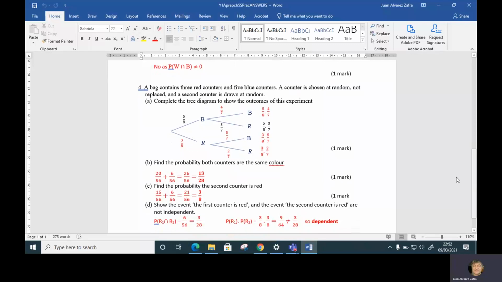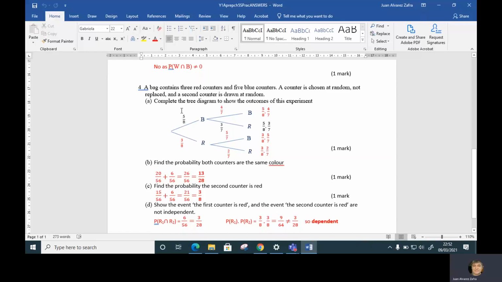Okay, from Venn diagrams onto tree diagrams. A bag contains 3 red counters and 5 blue counters. A counter is chosen at random, not replaced, and a second counter is drawn at random. So that means that we have fewer counters left the second time that we draw a counter. Complete the tree diagram to show the outcomes of this experiment.